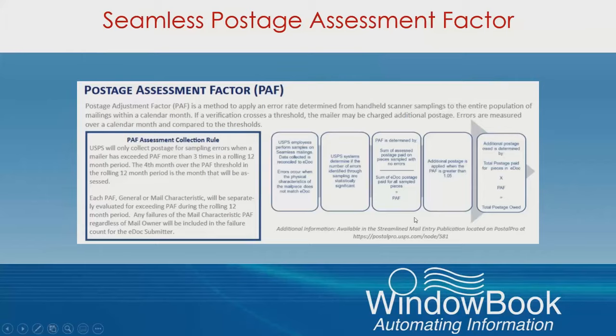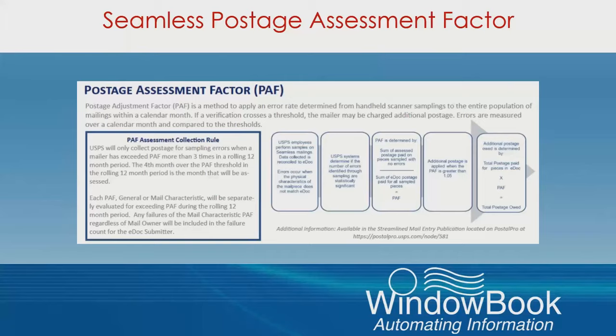Now, the Postal Service uses what's called a postage assessment factor, or PAF, to calculate the dollar amount of any postage, weight, or mail characteristic assessments for errors over the thresholds in these areas. Now, these areas are measured over the period of a calendar month and compared to the thresholds. The Postal Service will collect postage for errors when a mailer has exceeded the PAF more than 3 times in a rolling 12-month period. The 4th month over the PAF threshold in the rolling 12-month period is the month that will be assessed, and each PAF is separately evaluated.